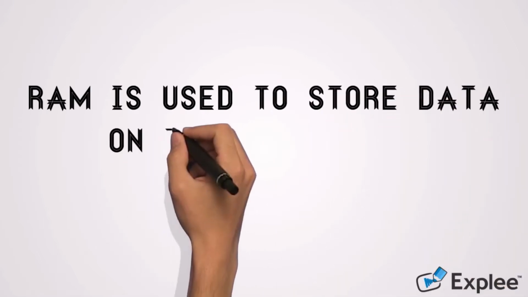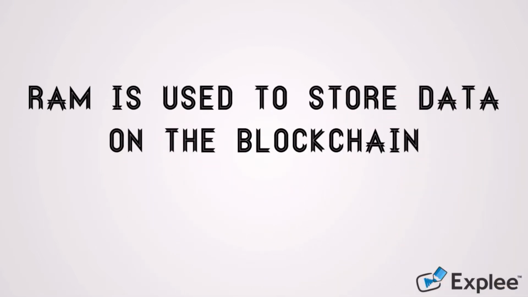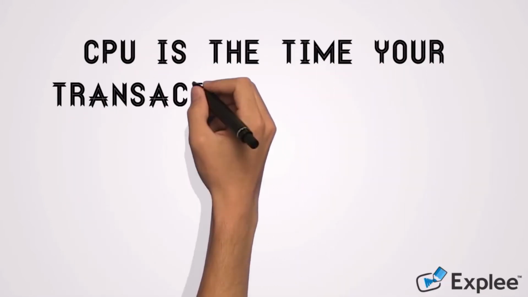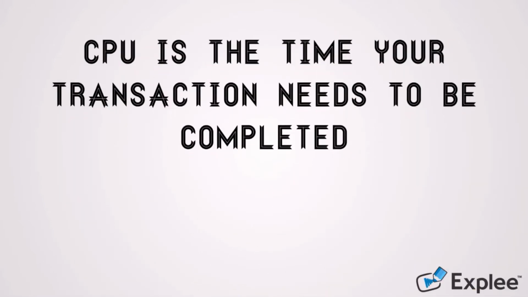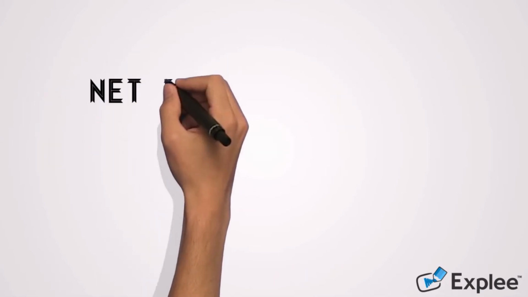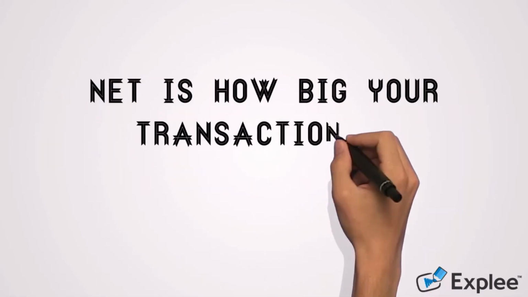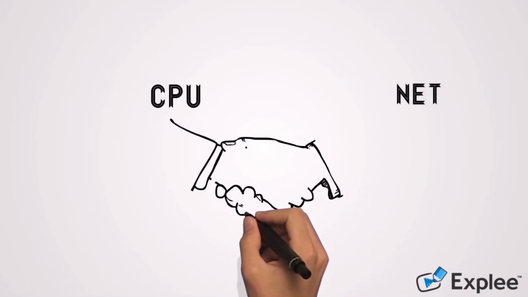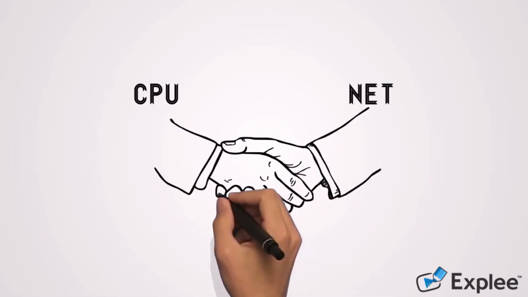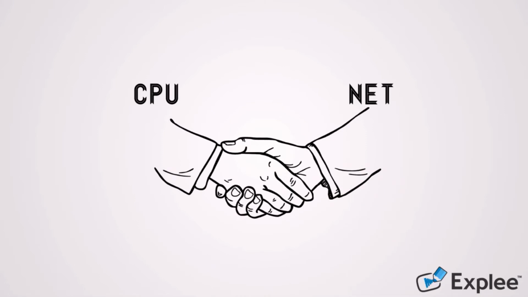RAM is used to store data on the blockchain, measured in bytes. It has to be bought with Wax. CPU is the time your transaction needs to be completed, measured in microseconds. Net is how big your transaction is, measured in bytes. CPU and net go hand in hand when processing transactions. If there are insufficient amounts available to use, the transactions will fail.